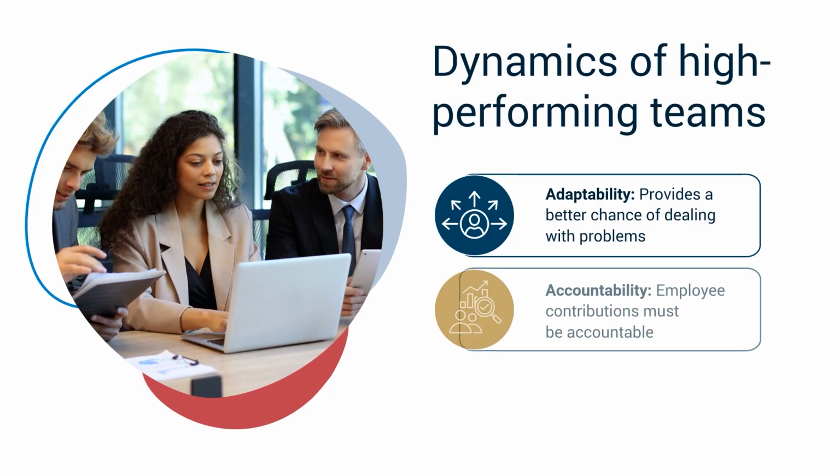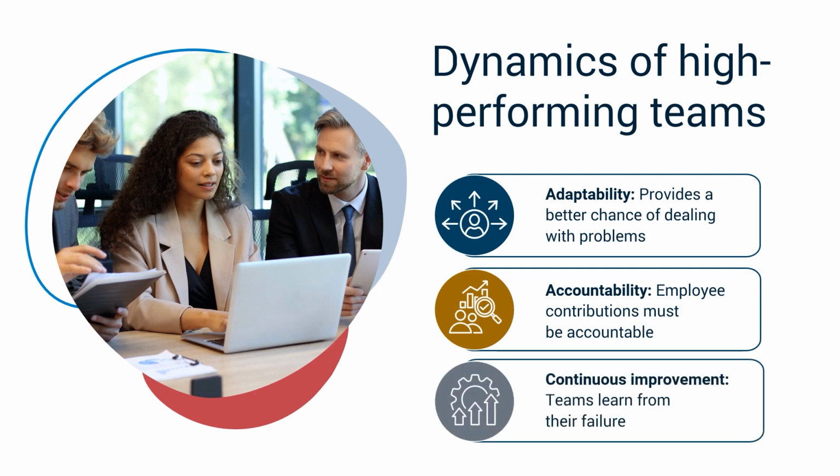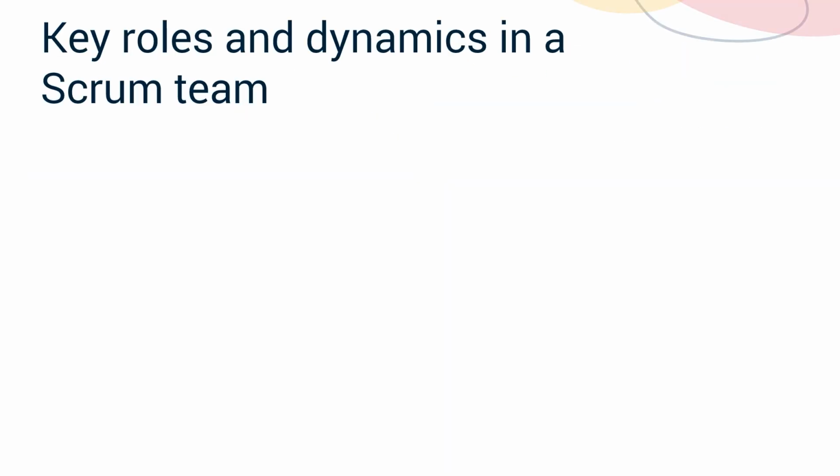Accountability, with well-defined roles, goals, and effective communication, requires every employee to consider their contributions accountable and responsible. A process is already in place to handle underperforming personnel. Continuous improvement is crucial to a team's growth. Teams learn from each other, celebrate successes, and analyze failures for improvement. The common elements and high-performance dynamics are crucial for Scrum teams to maintain their collaboration and deliver success.